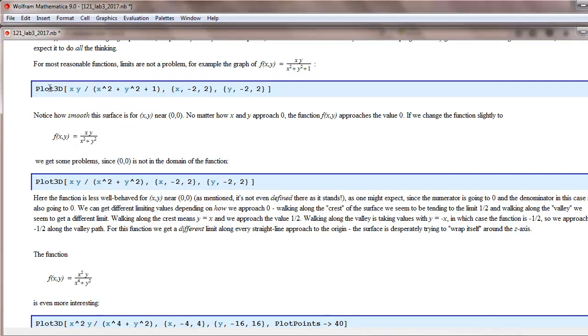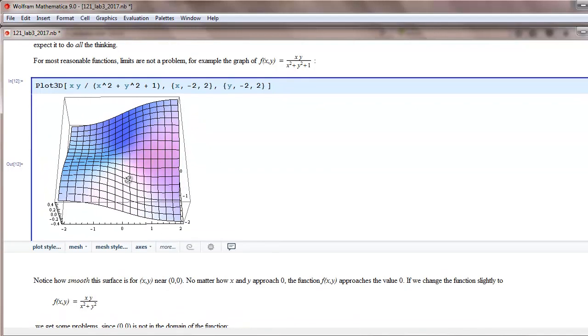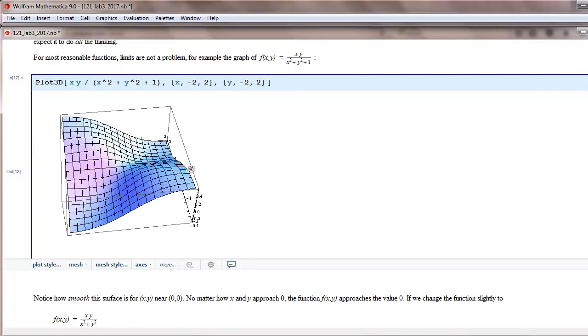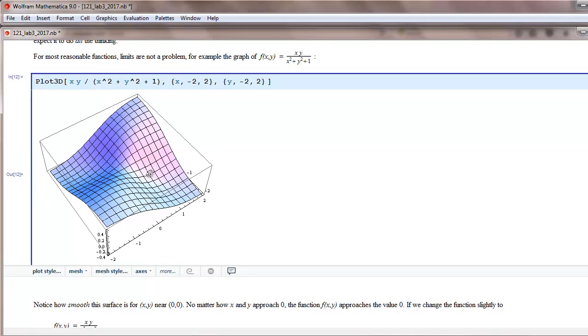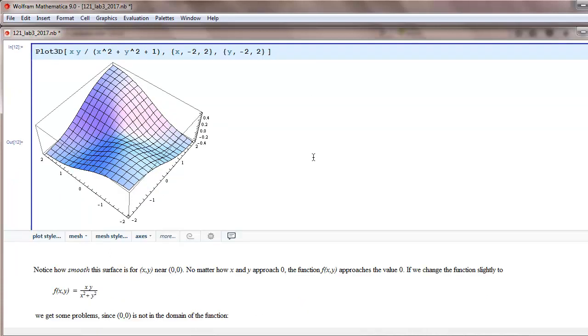The first one here, we want to look at the function f of x, y equals xy over x squared plus y squared plus 1. So let's do a 3D plot. This looks beautiful. We have a nice smooth curve. We could walk or skate or bike across the surface without too much difficulty. Okay, it certainly looks continuous. And in fact, we see that f of x, y is defined for all real values x, y.